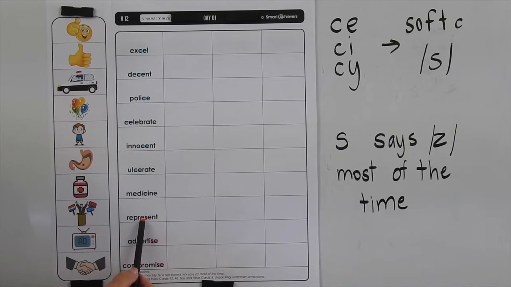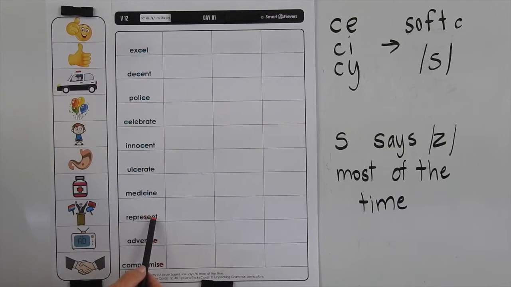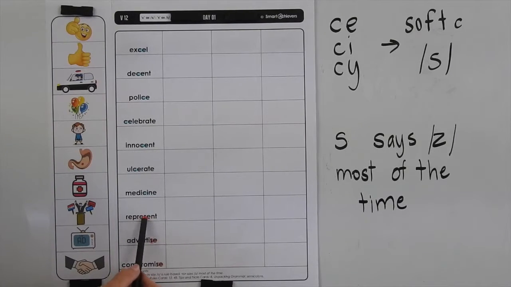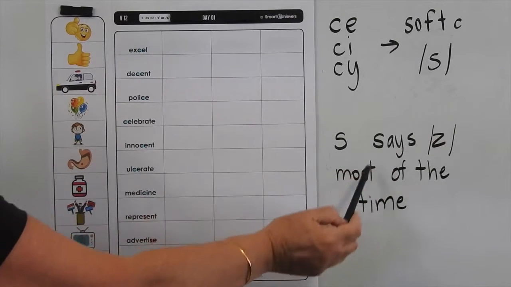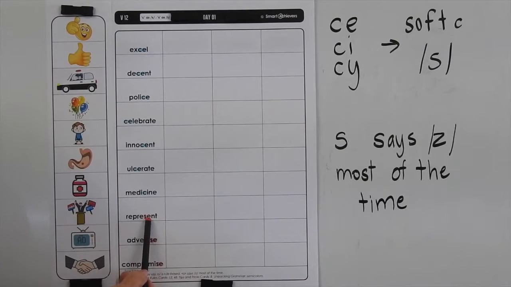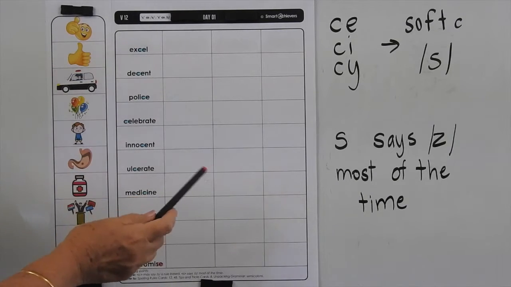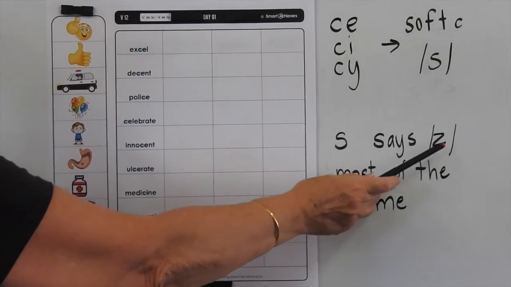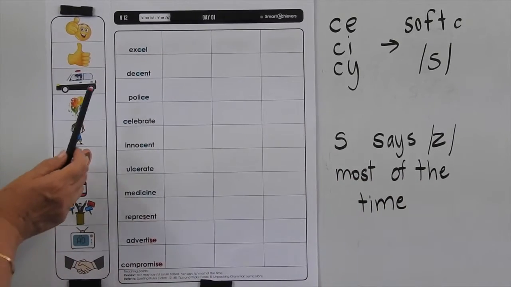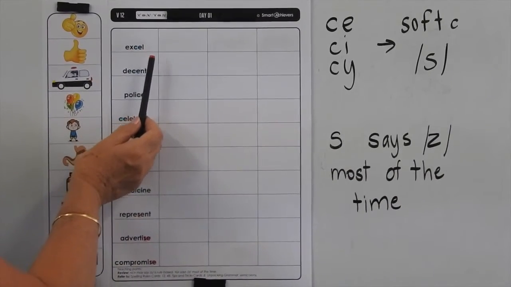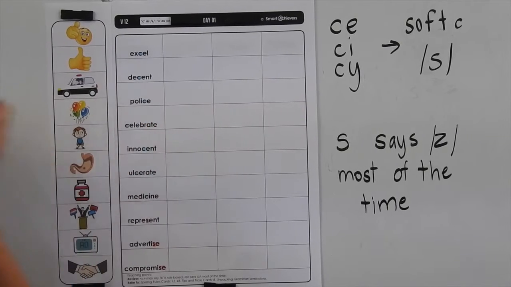And down here we're looking at the English rule, which says that S actually says Z most of the time, and it's quite often followed by an E on the end of a word. So you can hear it in advertise, compromise, and other words like because, etc. So do remember that. It's about 70% of the time that S may say Z. So let's go through and have a look at what each of these words mean.